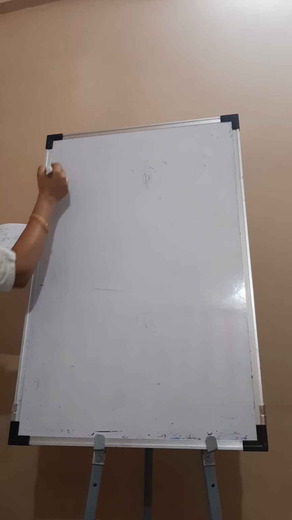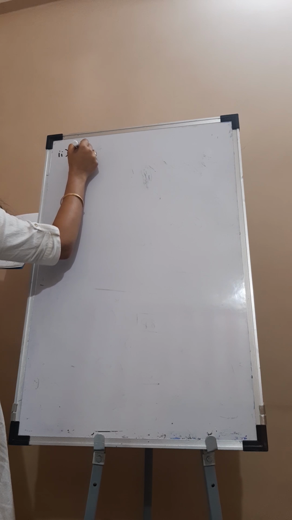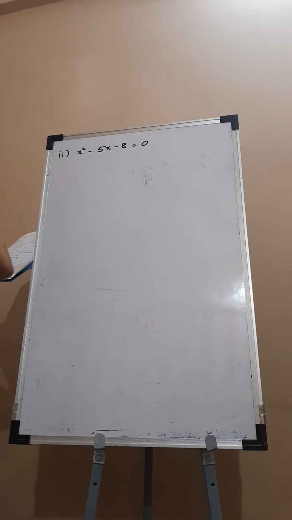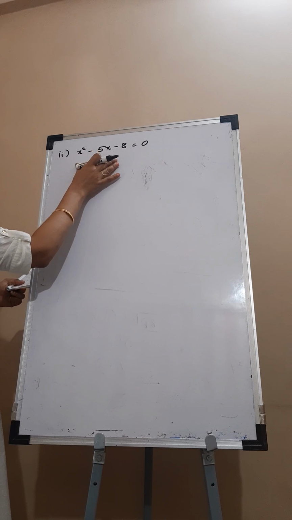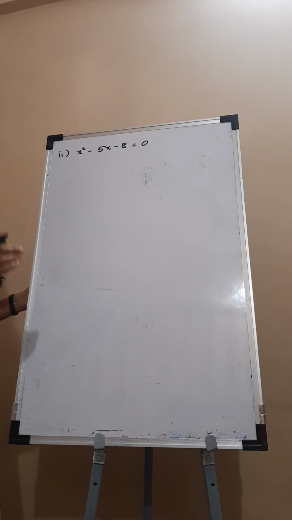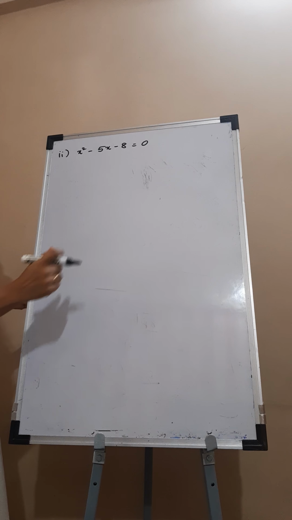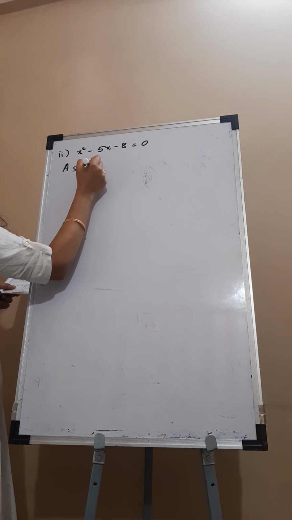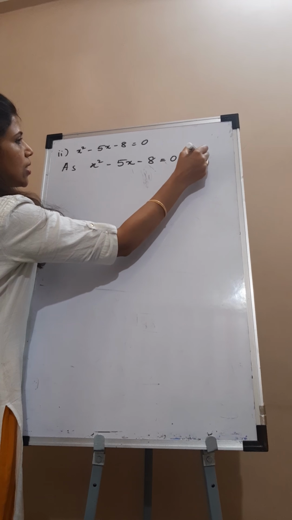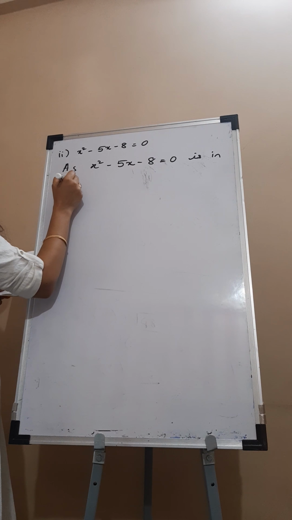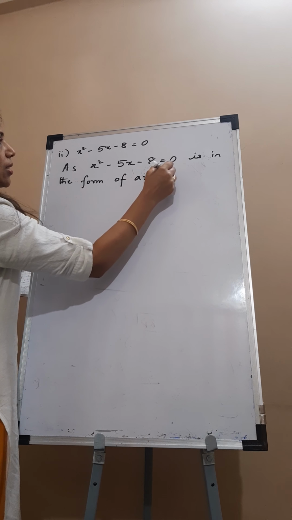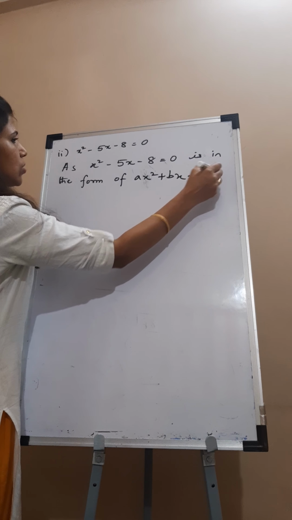So here the second question is x square minus 5x minus 8 is equal to 0. First, remember that the equation which is given to you should be in the form of a general quadratic equation. Now, if you see, this is in the form of a general quadratic equation. So write x square minus 5x minus 8 is equal to 0 in the form of ax square plus bx plus c is equal to 0.